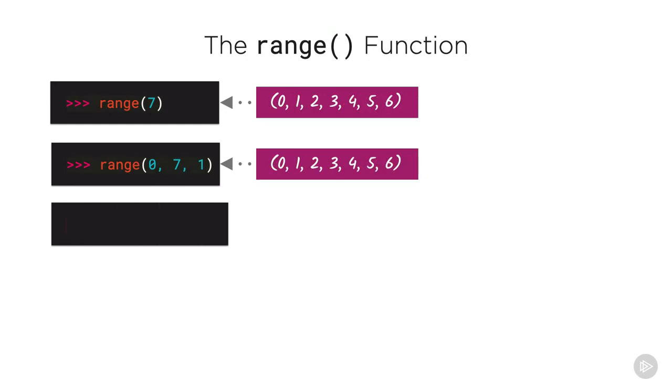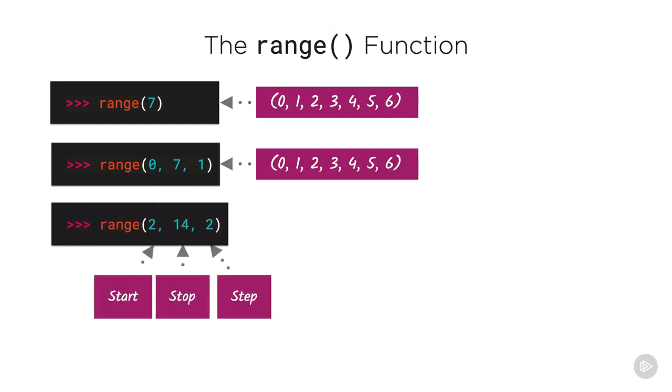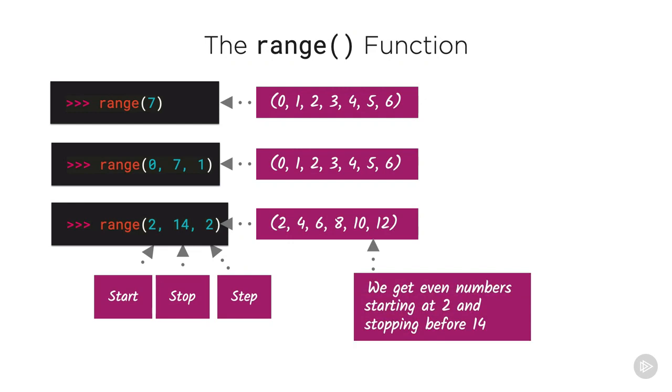Another example is range 2 for the start, 14 for the stop, and 2 for the step. This would give us even numbers starting at 2 and stopping before 14. So we get 2, 4, 6, 8, 10, 12.